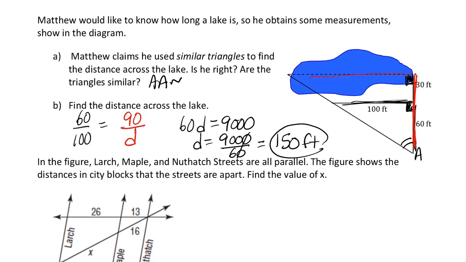That's a pretty cool way to find a distance across something that you might not otherwise be able to find a distance across. Just getting a measurement here on dry ground seems easy enough, and then getting two other measurements. You'd have to make sure that you have similar triangles like these.